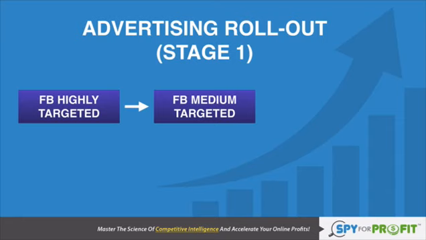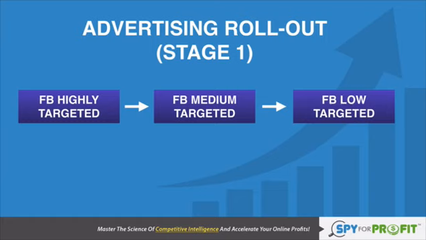So we want to do all kinds of medium targeted campaigns, build those budgets up as far as we can go, as long as it's still profitable. And if all that's still profitable, then we move on to the lower targeted. Now notice the word targeted is still there. I'm not talking about untargeted. I'm just talking about lower targeted than where we started.